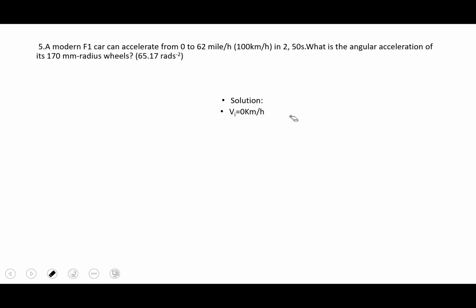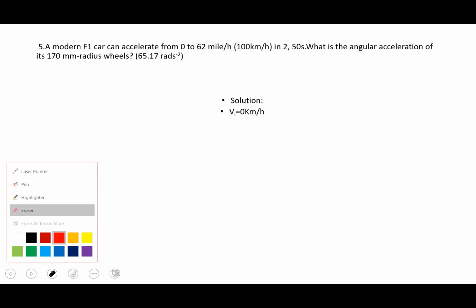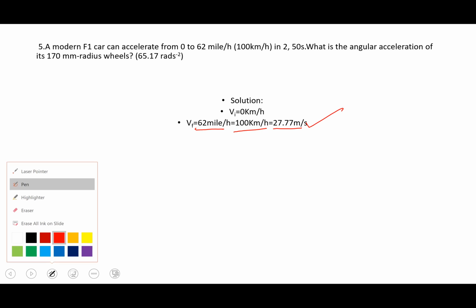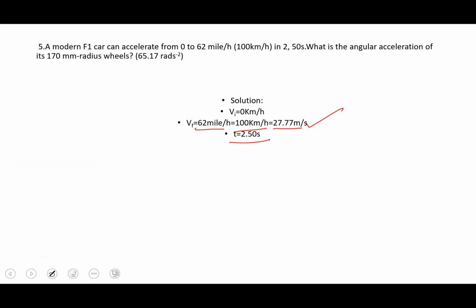The initial velocity given to us is 0 kilometer per hour. The final velocity is given to us, which is 62 miles per hour or 100 kilometer per hour, or we can convert it into meter per second by multiplying by 1000 and dividing by 3600, we'll get 27.77 meter per second, and that is our answer for final velocity. Moving on, we have the time 2.5 seconds. We have the radius 170 millimeters, or we can say 170 into 10 to the power minus 3 meter. We have to find the acceleration as well as angular acceleration in this case.